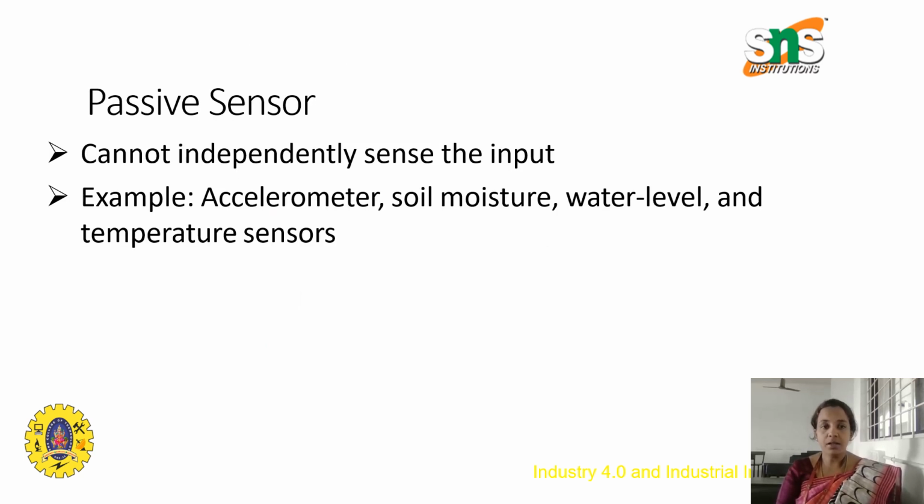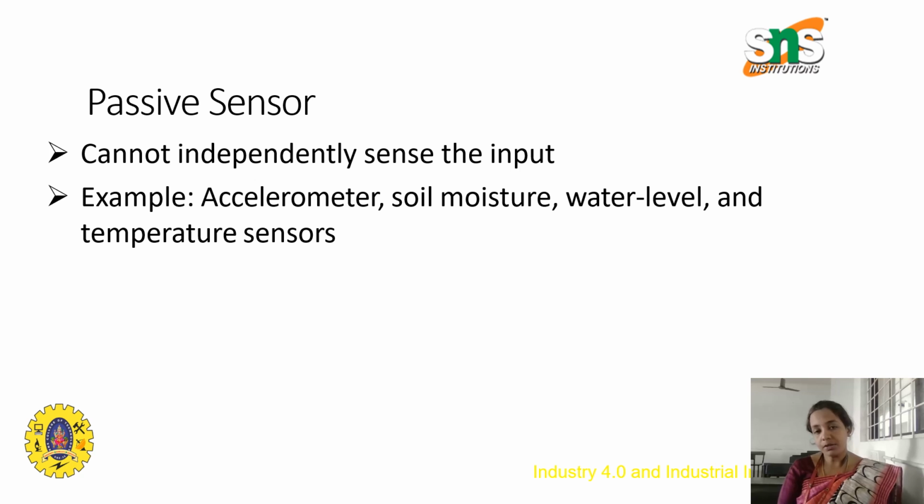So first one is a passive sensor, which cannot independently sense the input. So these types of sensors cannot find the input signal on their own. Say for example, the accelerometer, soil moisture, water level sensors, and the temperature sensors. So accelerometer is used to determine the speed of the vehicle in two-wheeler or maybe in four-wheeler.